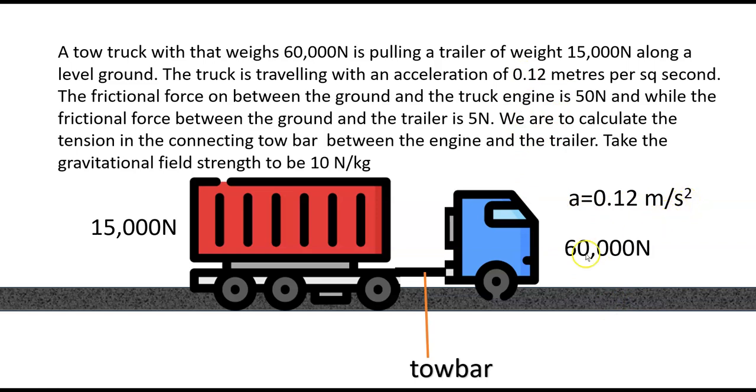The frictional force between the ground and the truck engine is 50 Newton, while the frictional force between the ground and the trailer is 5 Newton. We are to calculate the tension in the connecting tow bar between the engine and the trailer. Take the gravitational field strength to be 10 Newton per kilogram.